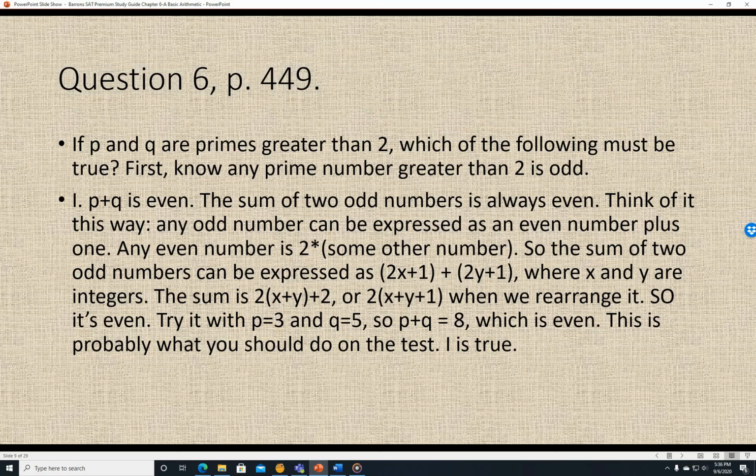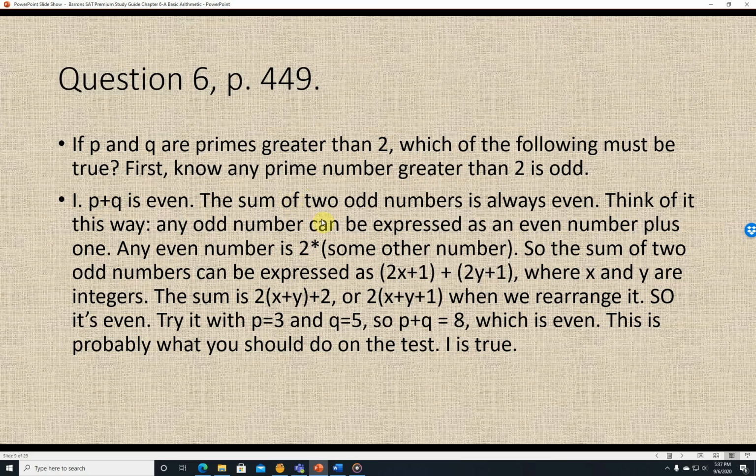Question 6 is page 449. All right, if P and Q are primes greater than 2, which of the following must be true? Well, first you need to know that any prime number greater than 2 is odd. Basically, just know any prime number greater than 2 is odd. 2 is the only even prime number. So 1, P plus Q is even. Well, the sum of two odd numbers is always even.